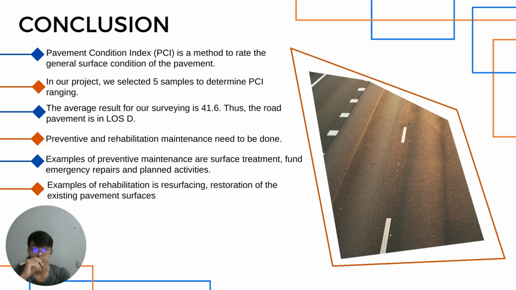Thus, the road pavement is in LOS D. Therefore, preventive and rehabilitation maintenance need to be done. Examples of preventive maintenance are surface treatment, emergency repairs, and planning activities to keep the pavement in good condition, while rehabilitation is resurfacing, the restoration of the existing pavement surface to extend the service life.